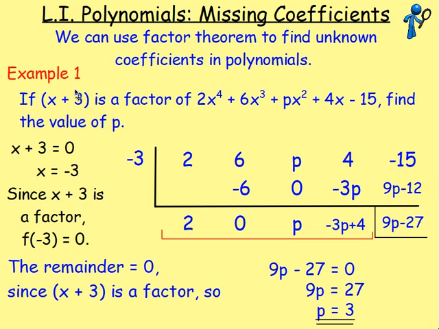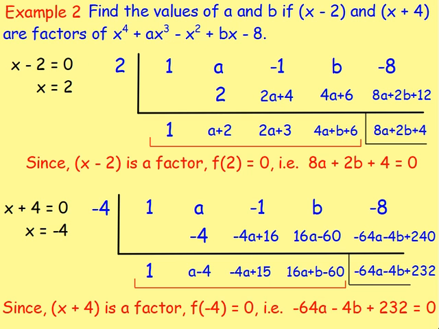Well, if we know x plus 3 is a factor, we know we can divide it by x plus 3 and we'd get a remainder of 0. So set that up, work your way along. Just so happens that we don't get 0 though, we get 9p take away 27. But we know if this is a factor, this 9p take away 27 must be equal to 0. So set that equal to 0, add 27 to both sides, divide by 9, and p would equal 3.